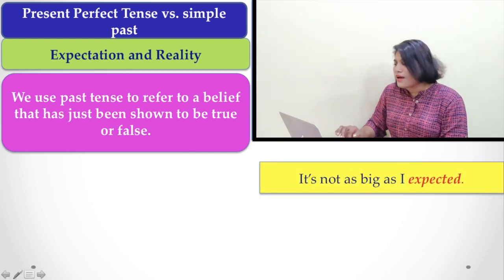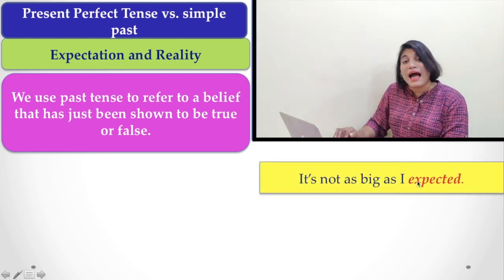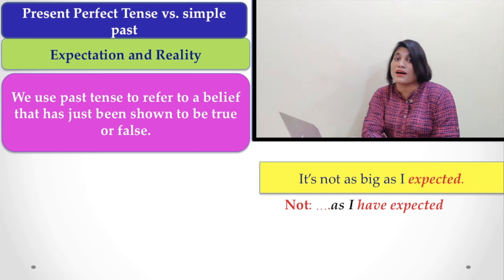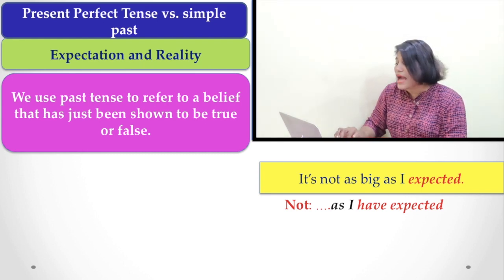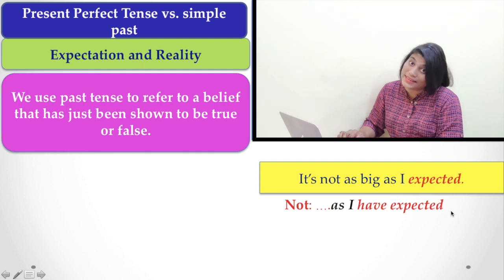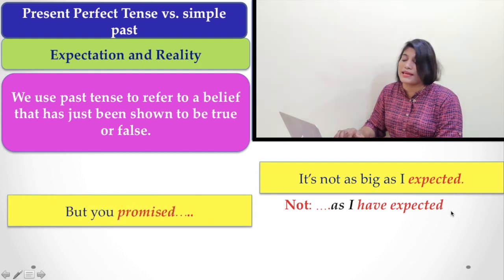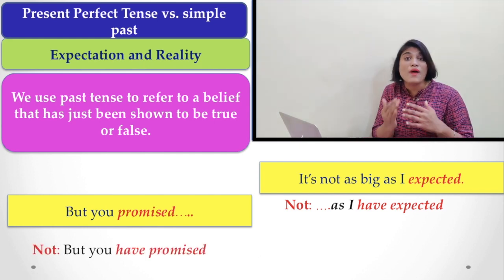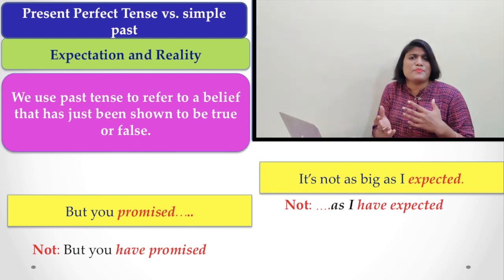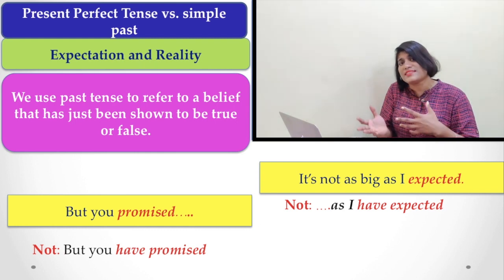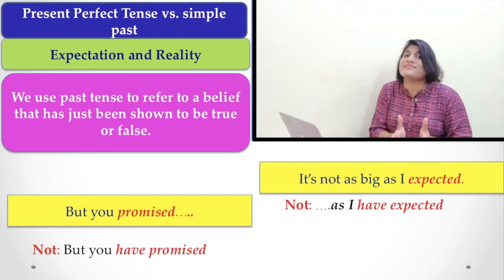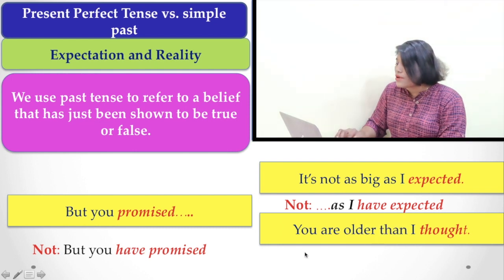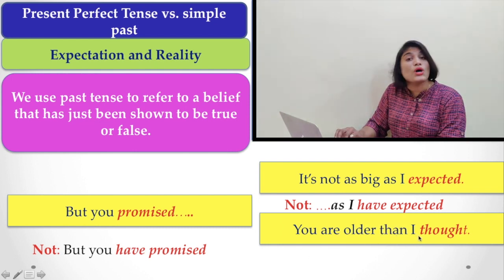Here, it's not as big as I expected. Here you have to use simple past tense. Now you never use as I have expected. This is not the correct use. And more examples like that. But you promised. Here also you do not say but you have promised, because this is an expectation or reality situation, and in that situation you have to use simple past tense instead of present perfect. And here also, you are older than I thought.